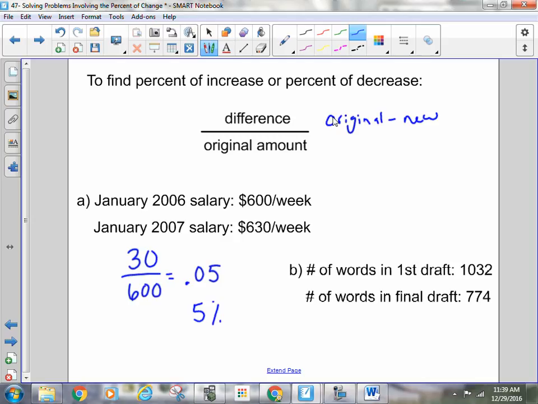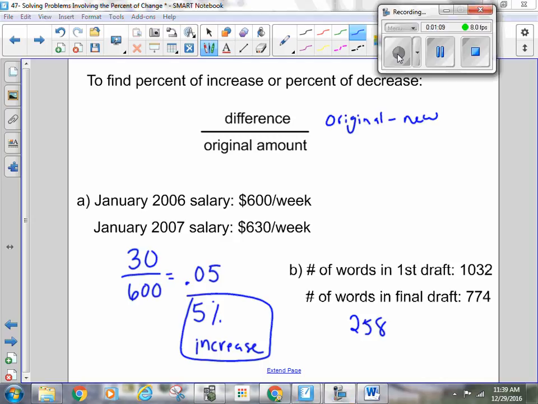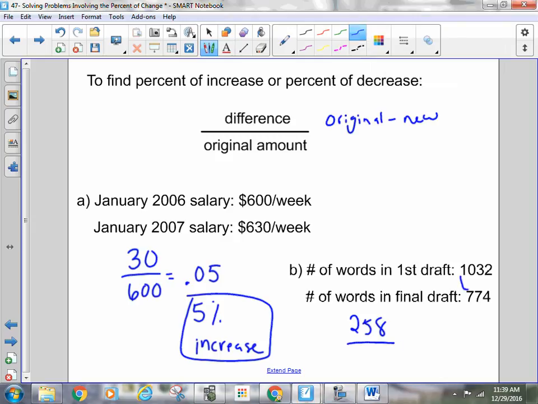Okay, in B, we're going to take our 1032 and we're going to subtract my 774, and so my difference is 258. Notice that this is an increase because your values went up. Here in this next one, we are seeing that the values go down, so it's a decrease. Okay, so divide by 1032, and we see this to be 0.25. So this is a 25% decrease.